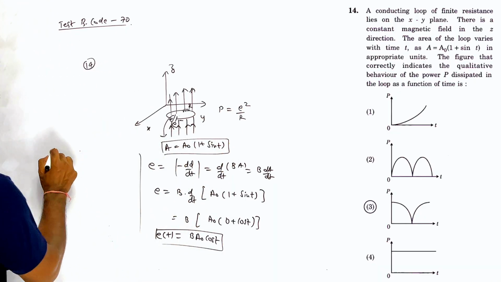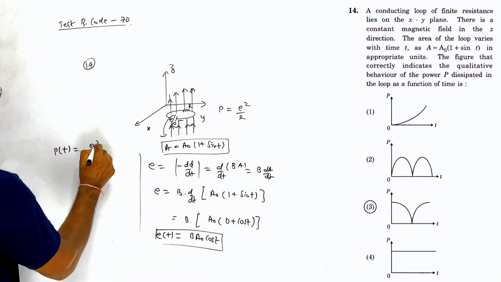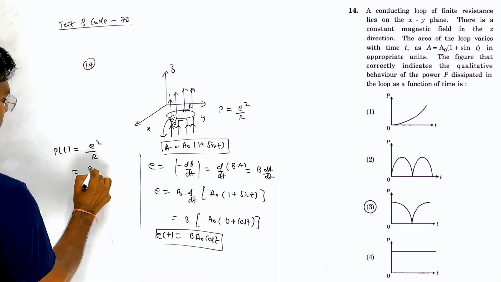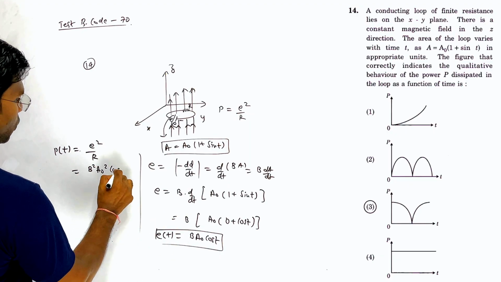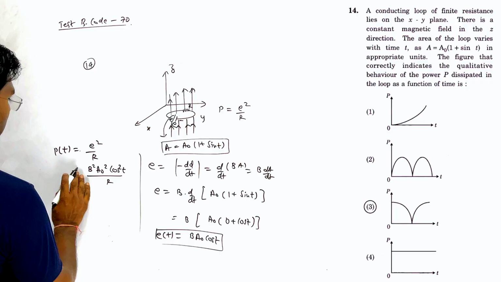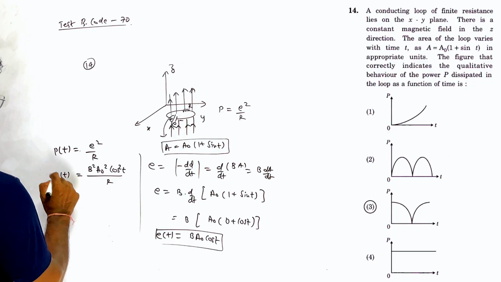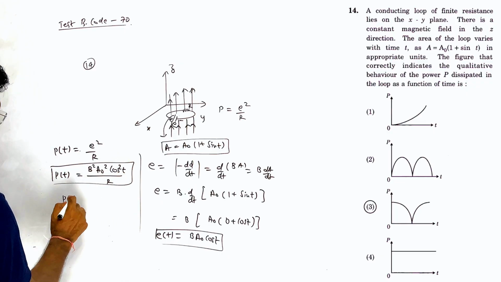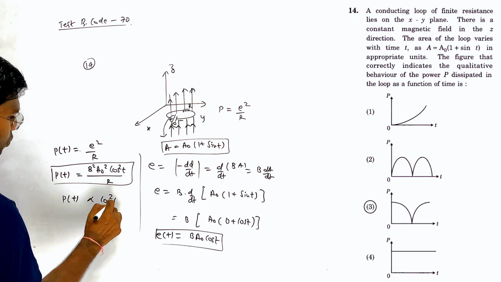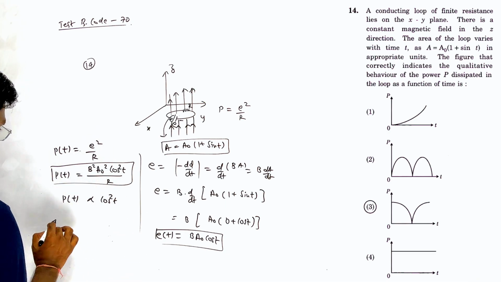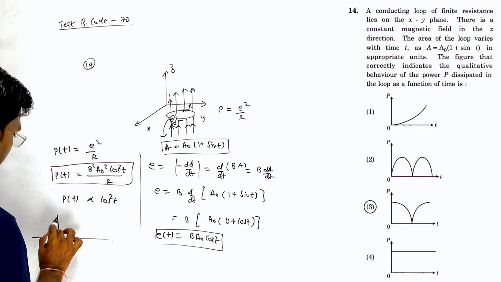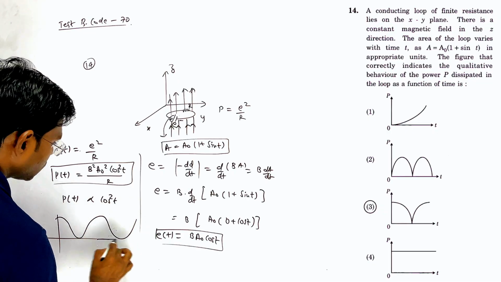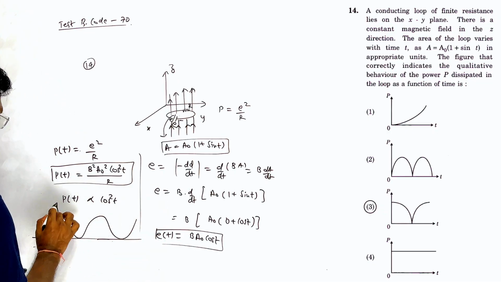Therefore, if you want to write the power as a function of time t, E square upon R, which is nothing but B square A naught square cos square t upon R. This is the power as a function of time t. So this power as a function of time t is proportional to cos square t. Although the third option looks like the correct answer, its graph should be like this. So according to me, there is a mistake in the graph.